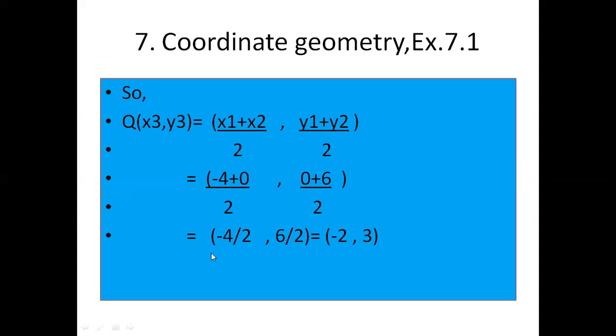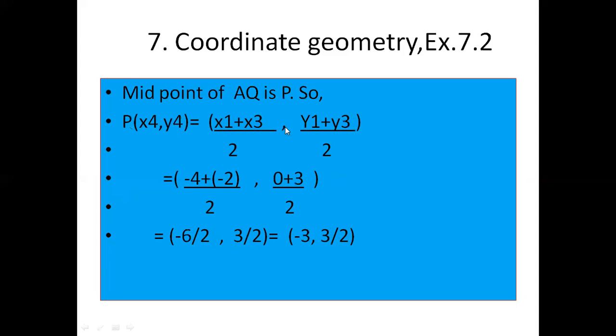Now P is the midpoint of A and Q. So you see here, the midpoint of AQ is P. So P we will assume as x4 y4. The midpoint formula: A is x1 y1, and Q we assumed as x3 y3. So the midpoint is x1 plus x3 by 2 comma y1 plus y3 by 2. Substitute the points. X1 is minus 4 and x3 is minus 2, by 2 comma y1 is 0 and y3 is 3, so 0 plus 3 by 2.